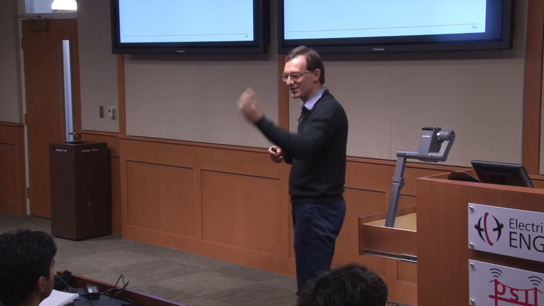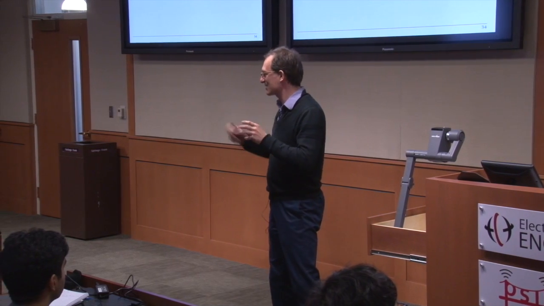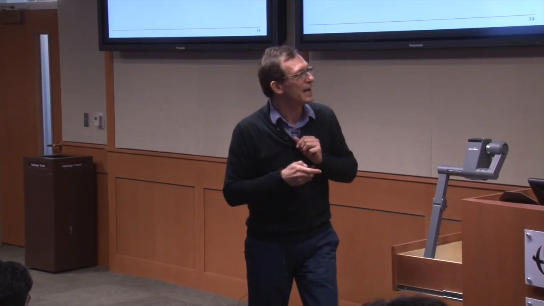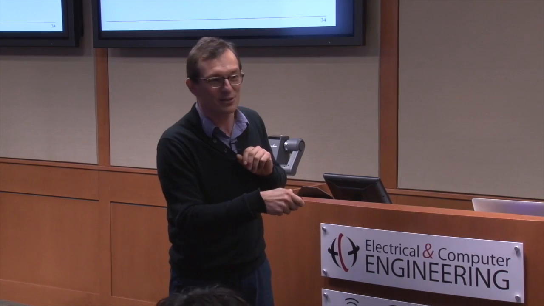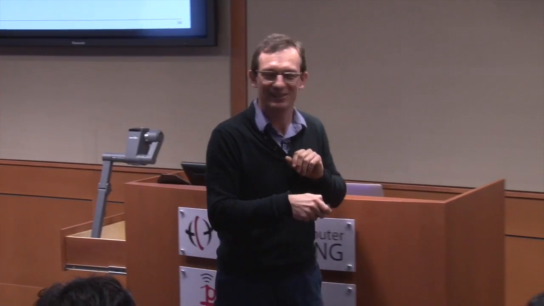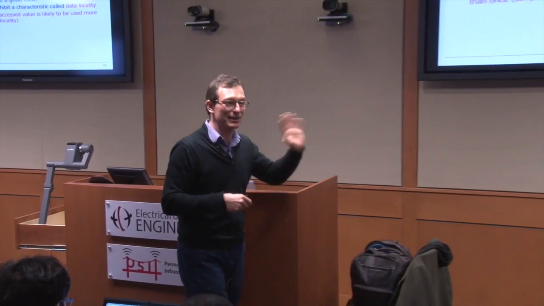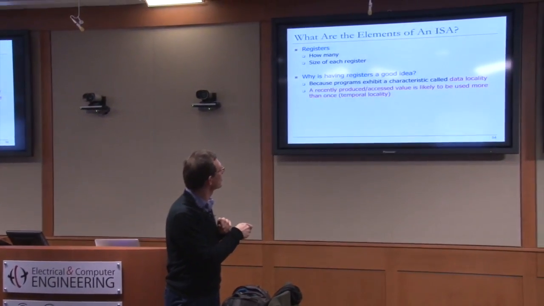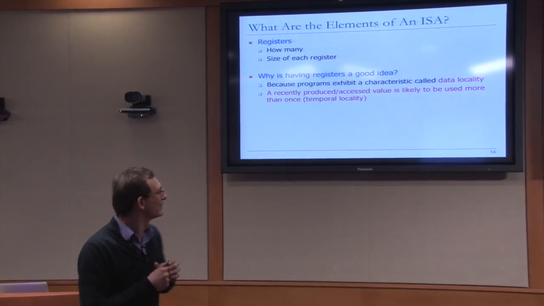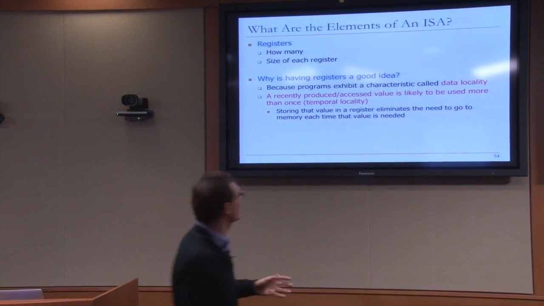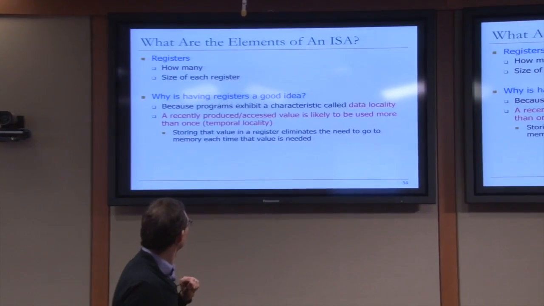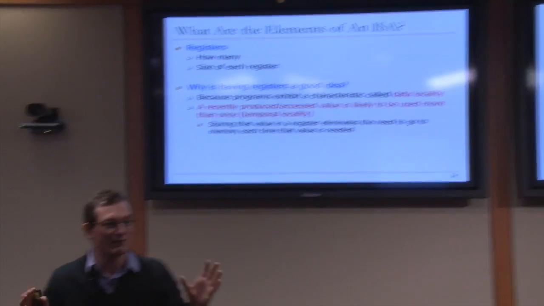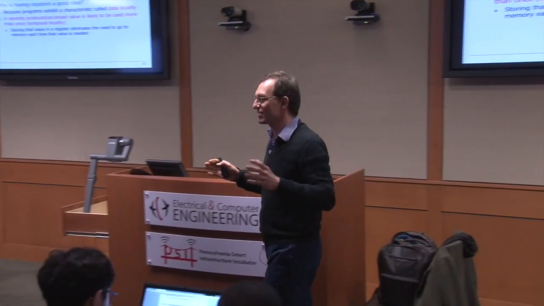If you're reusing some value over and over and over, you may not want to go to memory and access it slower every time. So basically reuse means locality also. Programs exhibit a characteristic called data locality, which hopefully you've seen in the past, in 213 at least. A recently produced or accessed value is likely to be used more than once. That's temporal locality, or reuse property. And storing that value in a register eliminates the need to go to memory over and over, each time that value is needed. So assuming you have locality, having registers is probably a good idea.